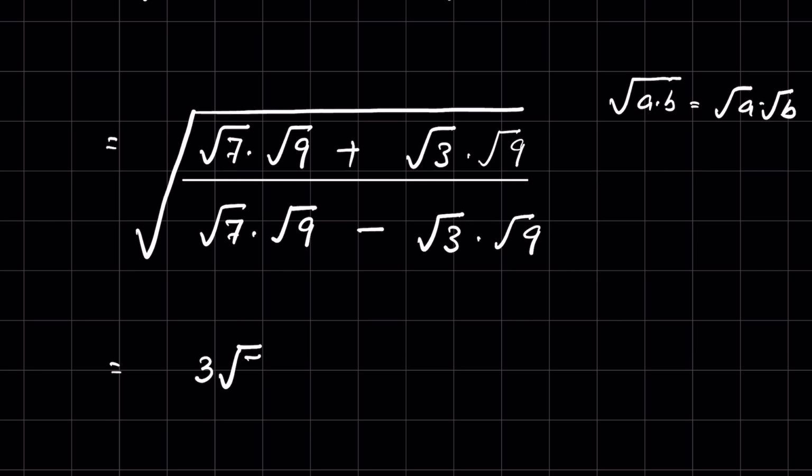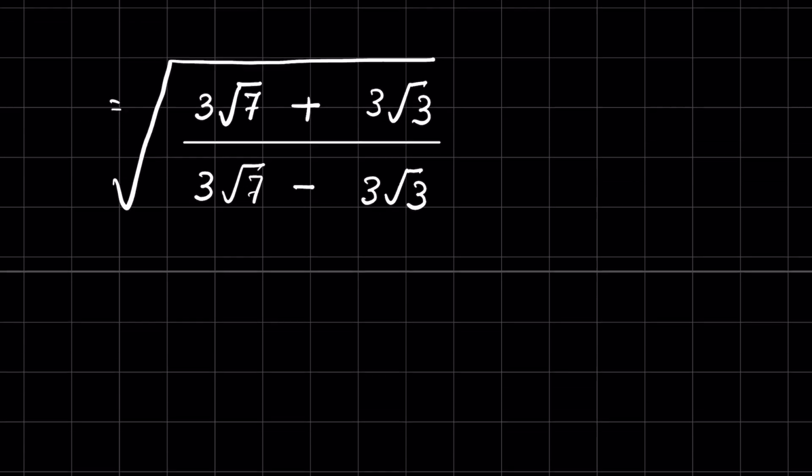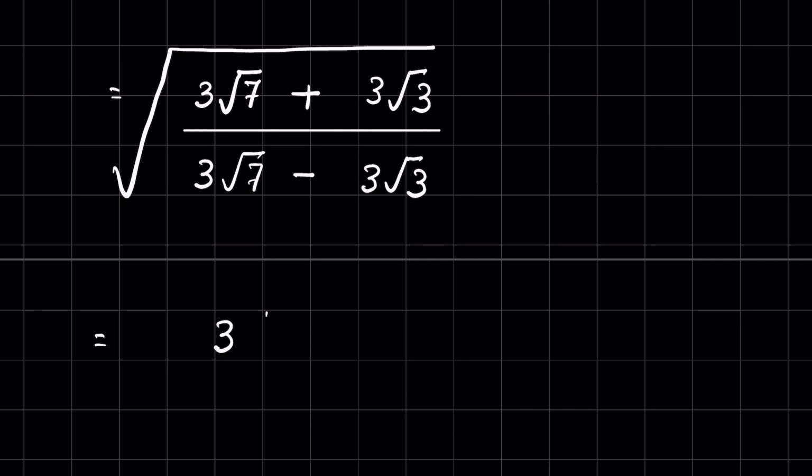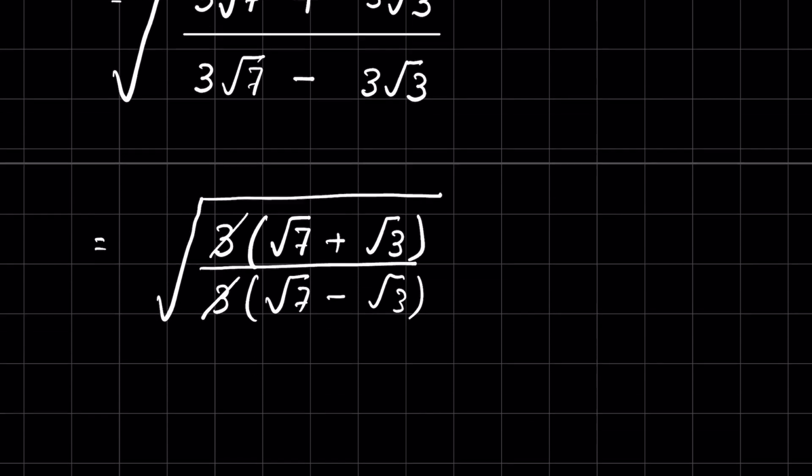3 times square root of 7 plus 3 times square root of 3, upon 3 times square root of 7 minus 3 times square root of 3, under square root. Now let's take 3 common in the numerator, so it will be 3 times the bracket square root of 7 plus square root of 3, upon 3 times the parenthesis square root of 7 minus square root of 3. Cancel this 3 and this 3. This is under square root.